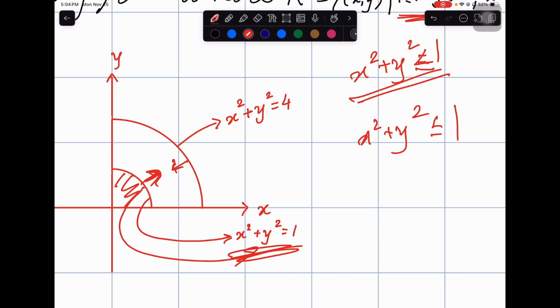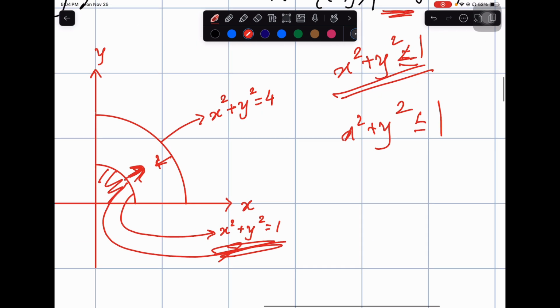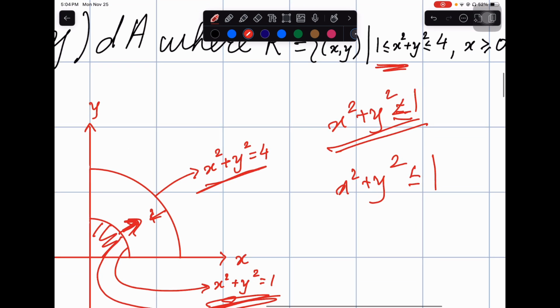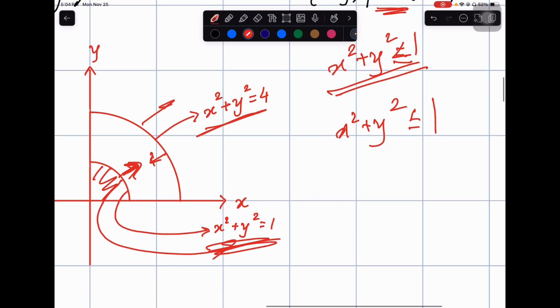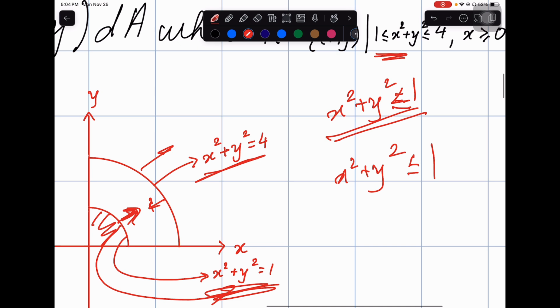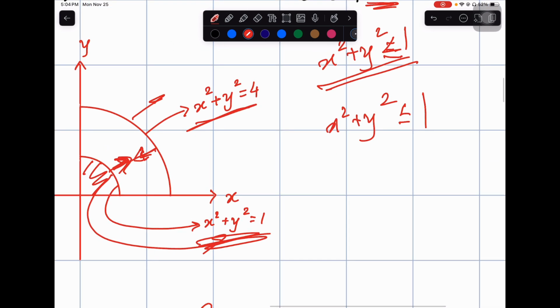But here it is greater than 1, so it's got to be outside. And likewise, this curve is represented by x squared plus y squared equal to 4. Since it is less than or equal to 4, it has to be inside this. So the area that we are concerned with for this problem is this one.